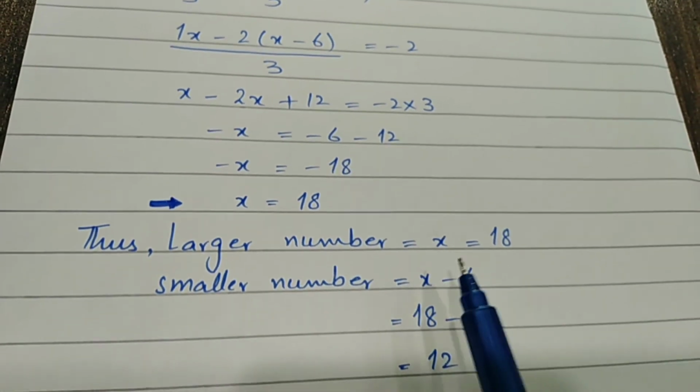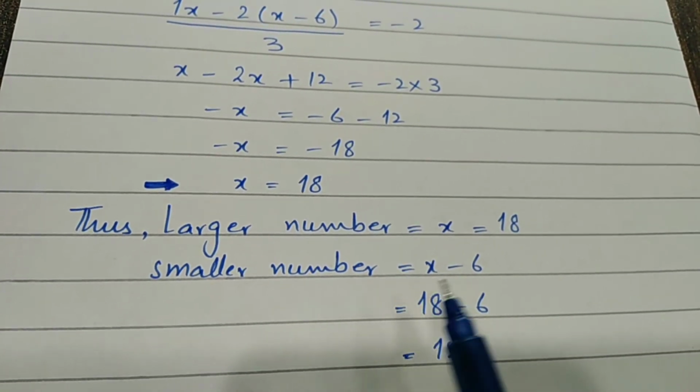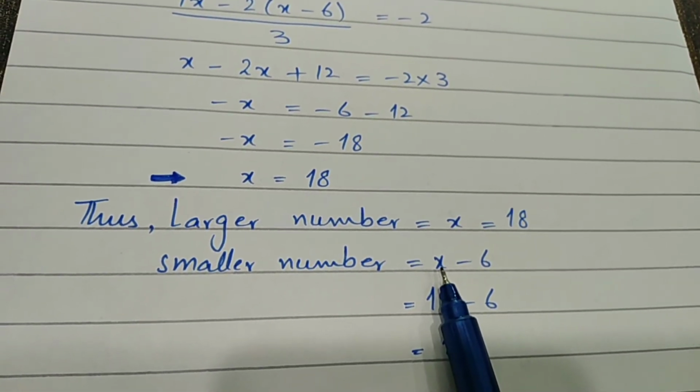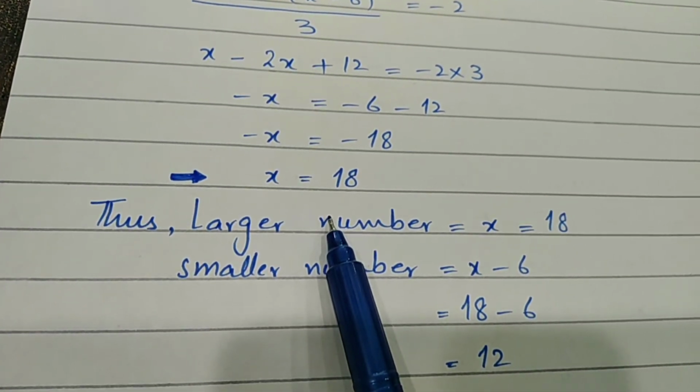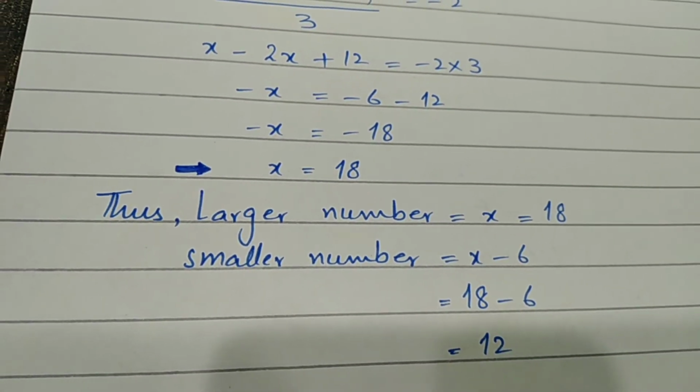So the larger number is x, which is 18. The smaller number is x minus 6, so we put the value of x, that is 18 minus 6, and we get 12. So the larger number is 18 and the smaller number is 12.